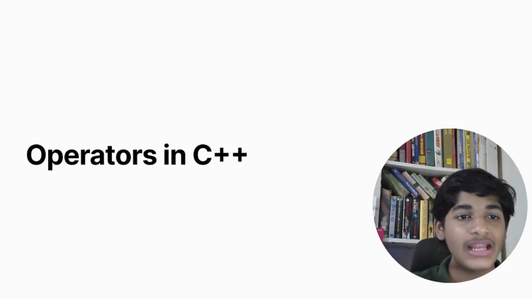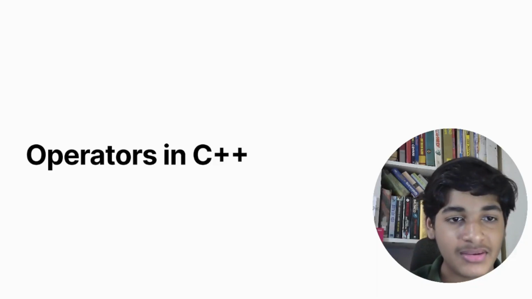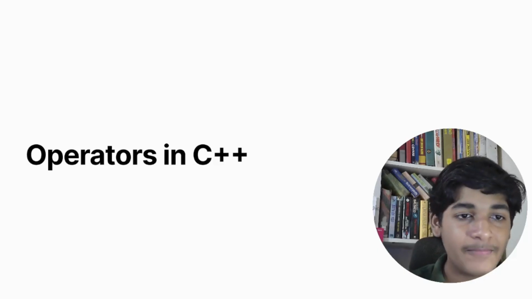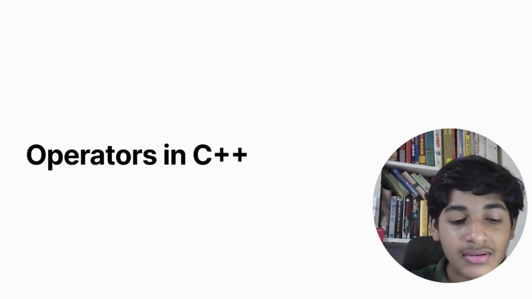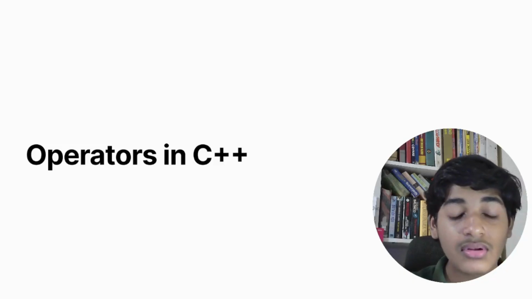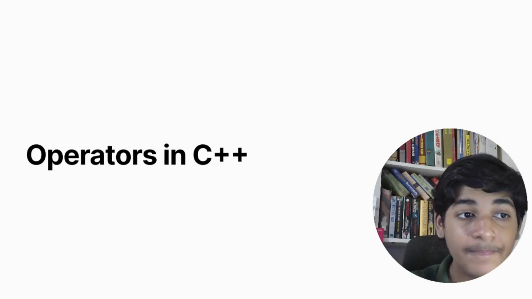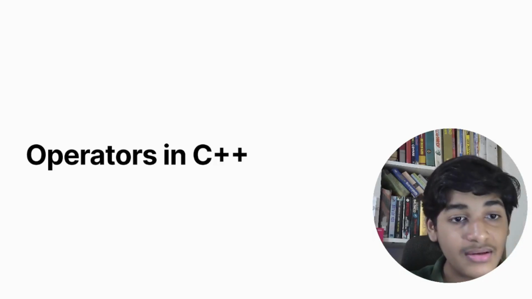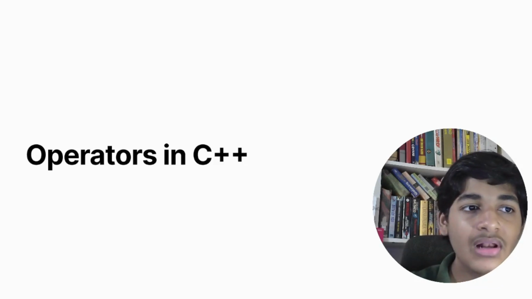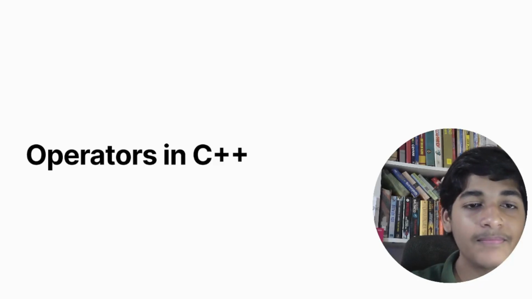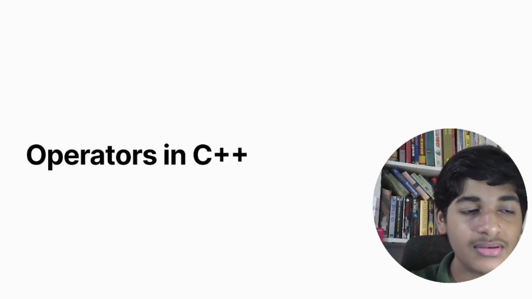In this video, we'll be exploring operators in C++. So let's get started. So what are operators? Operators are specific characters which we use to perform specific operations such as arithmetic operations or comparison operations and so on. Now in this video, we are going to explore comparison operators, assignment operators, and arithmetic operators.